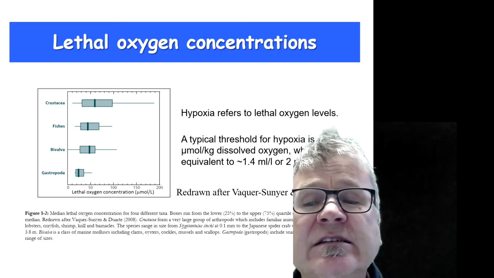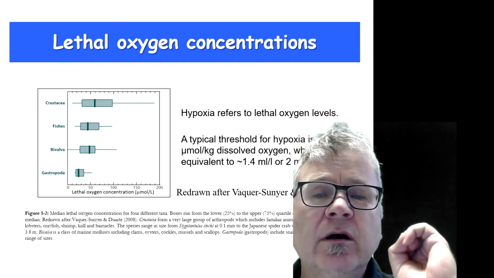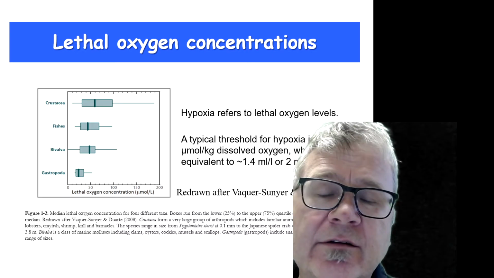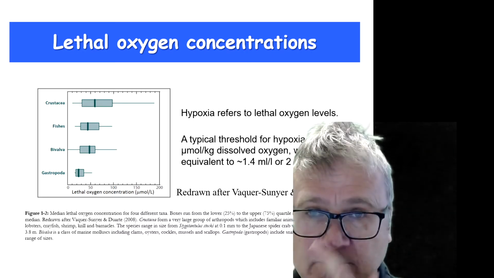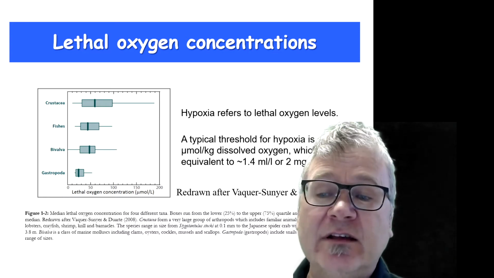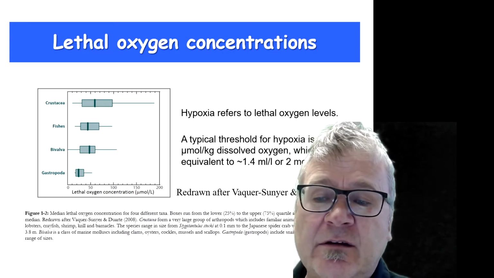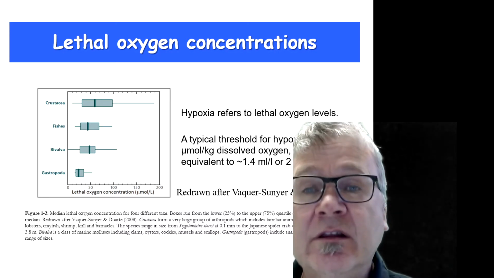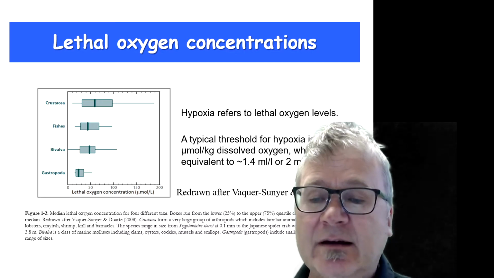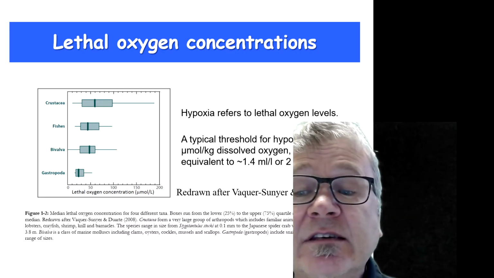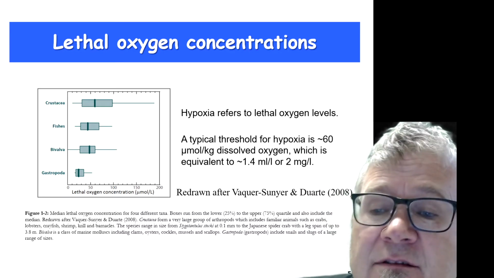So what's shown here is for four different groups of how much oxygen is required to avoid that a species is killed. Okay, so for example, you can see fish here from fish species, and the x-axis shows you the lethal oxygen concentrations. The unit is micromole per liter. Okay, and then you can see a diagram. Okay, and I'll tell you first what this diagram means.